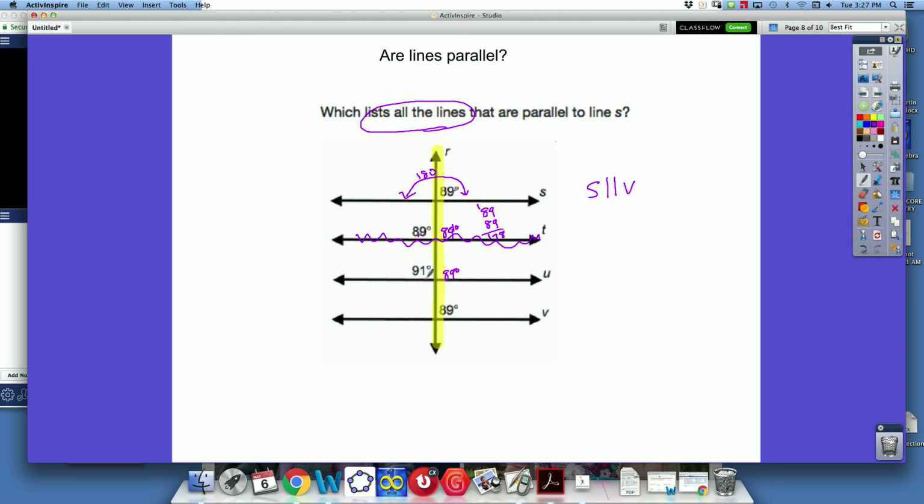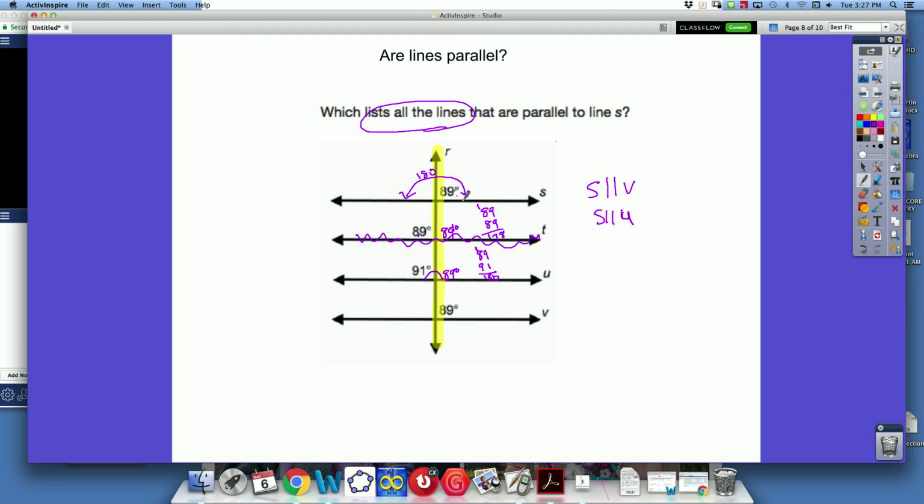Now I go to this one. I have an 89 and a 91. Let's add it up and see what we get. 10, 17, 18, that's 180. So that means line S is also parallel to line U.